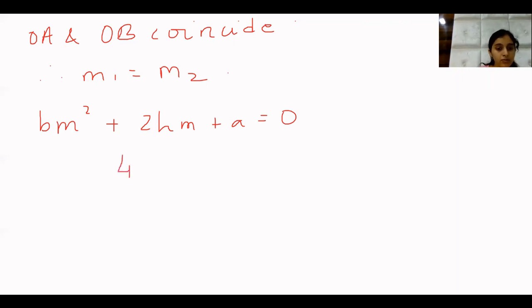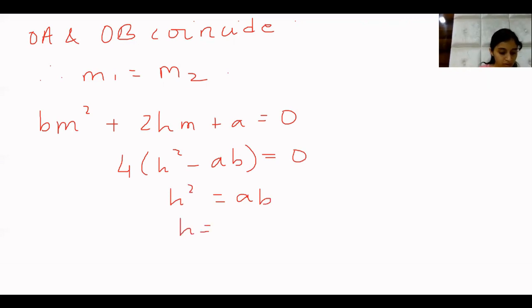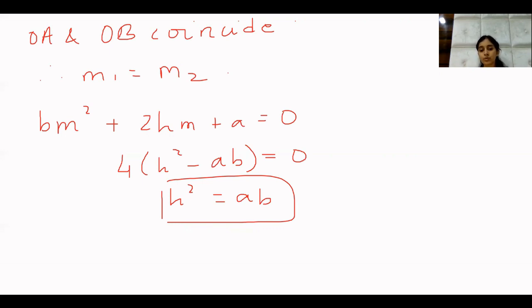When the discriminant, that is 4h square minus 4ab, is equal to 0, that is h square is equal to ab. We leave it at h square equal to ab. Now in this case the quadratic expression is a perfect square. When the slopes are equal, the discriminant is 0, h square is equal to ab. So we have to remember when are the lines coincident, when h square is equal to ab.